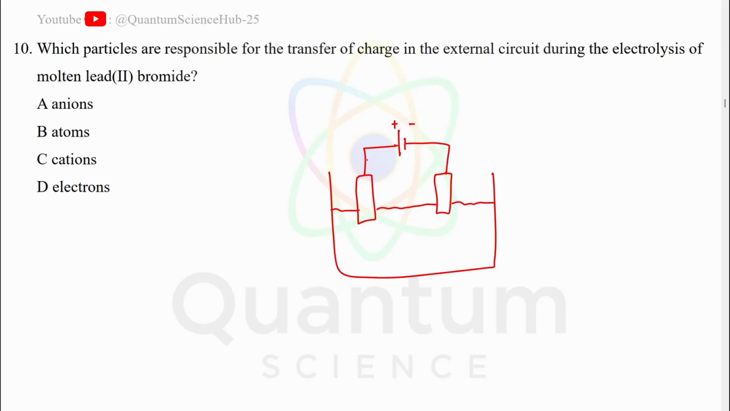So the transfer of charge here is the electron. So the electrons move from positive to negative. Okay, so like this. But the question is only asking which particles are responsible for the transfer of charge in the external circuit. So we don't care about what the substance in here is. If we are talking about the transfer of the charge, it must be the electron. So the correct answer is D.